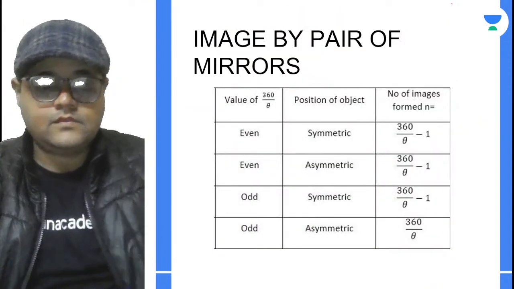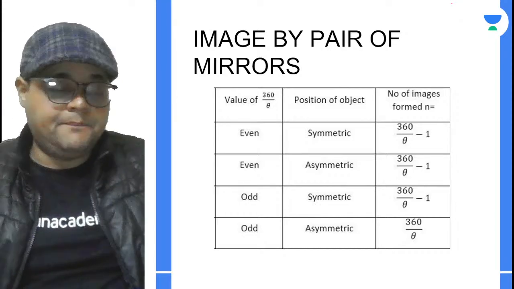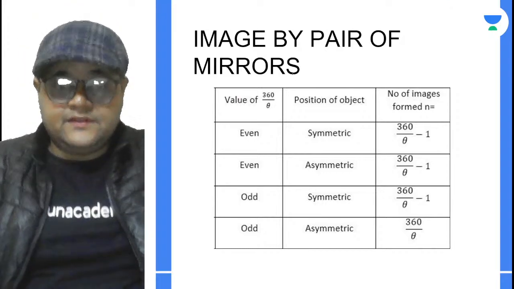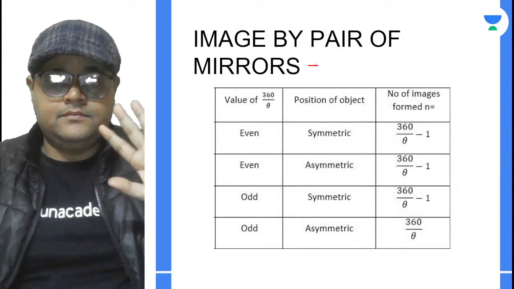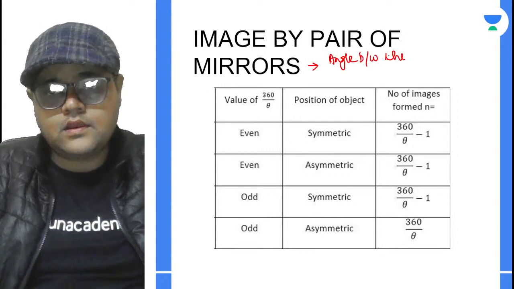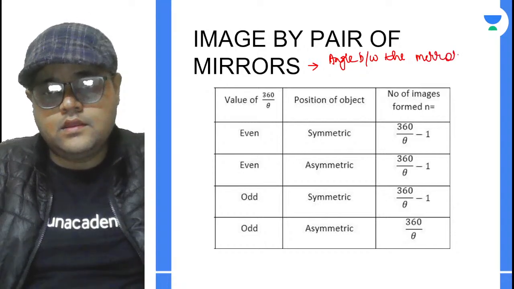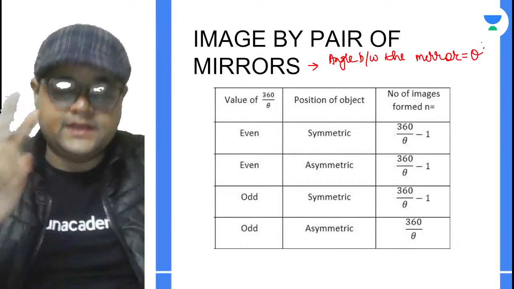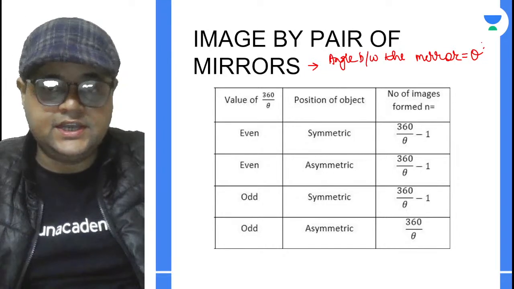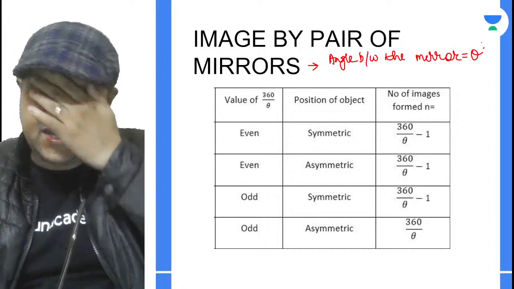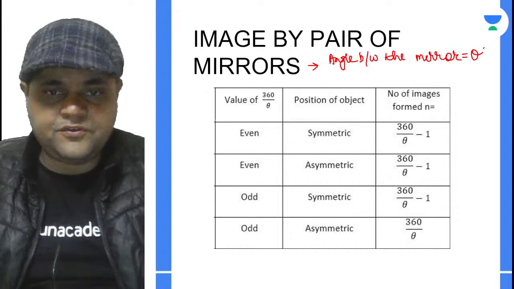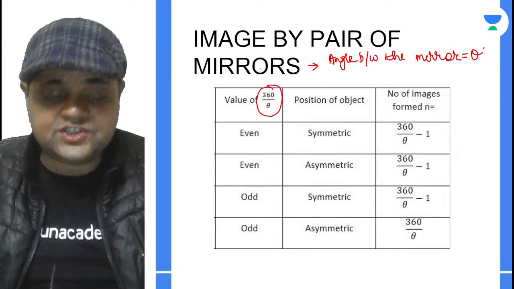Now, this is the chart which depicts the position of the image. I have summarized this. If there are two mirrors which are placed such that the angle between the two mirrors is theta, what we have to do is find the number of images. So there are many conditions. The very first step that we have to follow is to find the value of 360 by theta.